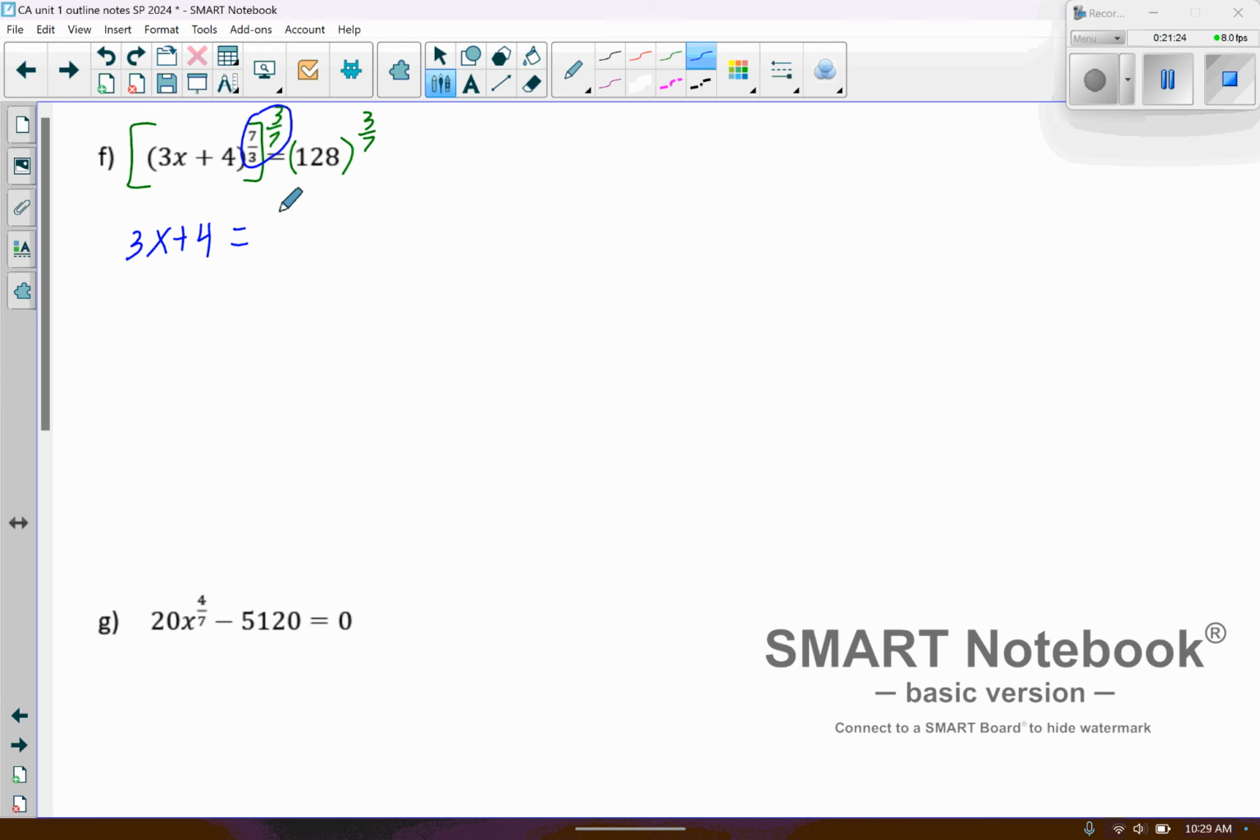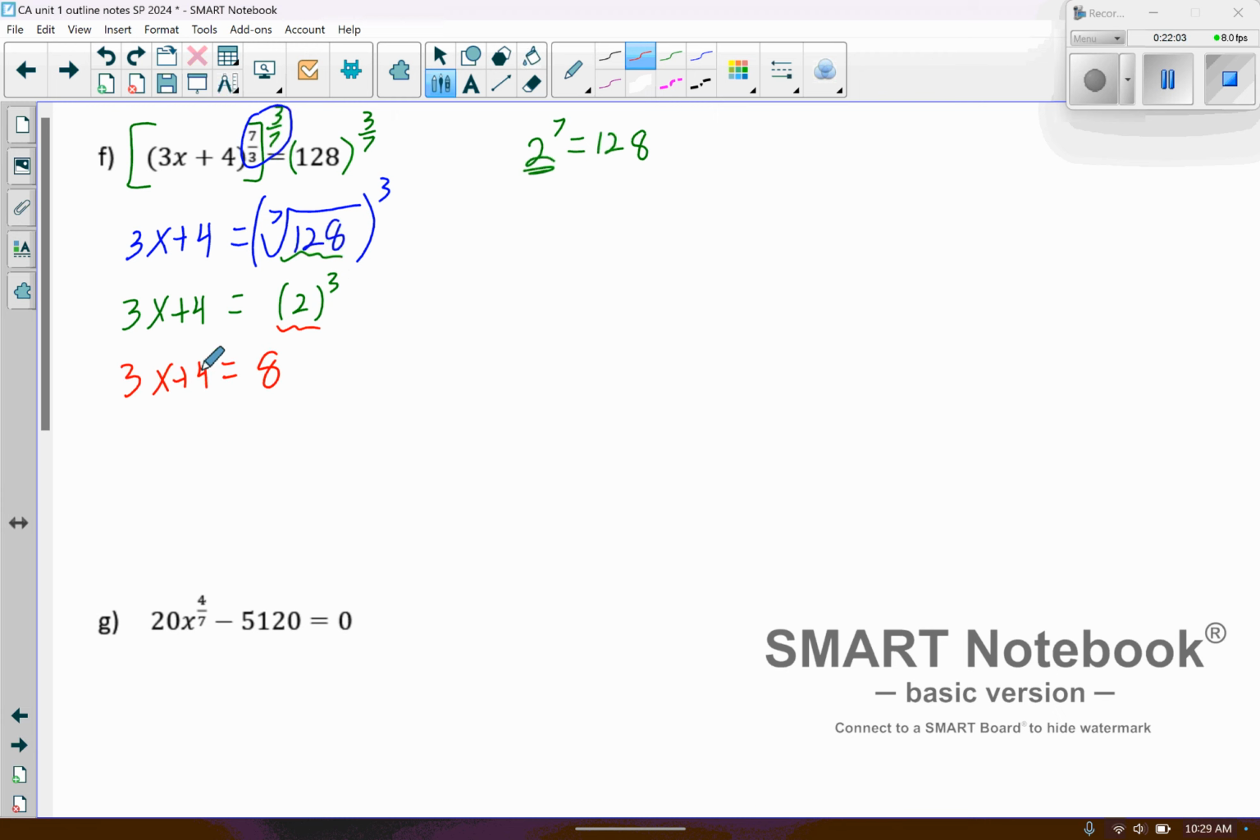And then on the right side, I'm going to have to take the 7th root of 128 and then raise that to a power of 3. And so we just got done dealing with 128. So we know that 2 to the power of 7 equals 128. And so that 7th root is going to simplify that into just that base 2 right there. So we're going to have 3x plus 4 equals, and then this is going to reduce to 2 to the power of 3. And 2 to the power of 3 is 8. So now we're left with 3x plus 4 equals 8.